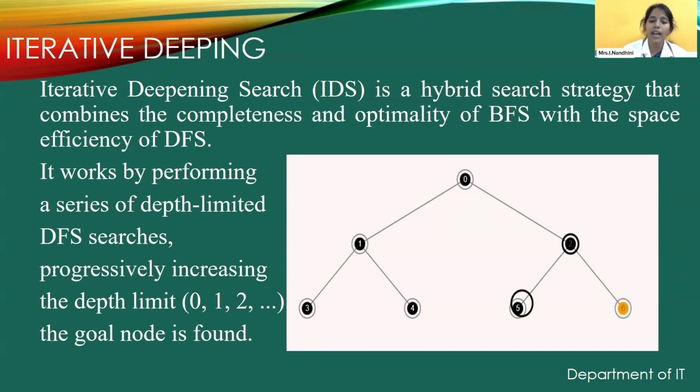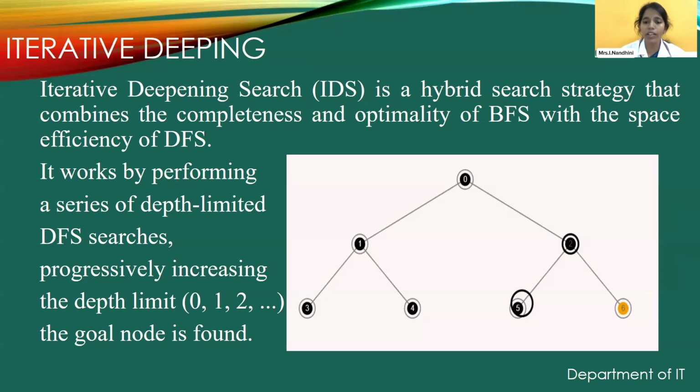Then it will backtrack again to 1. Then it will traverse to 4. Then it will backtrack to 1. Then it will backtrack to 0. Then it will traverse to 2. Then it will traverse to 5. Then it will backtrack to 2. Then it will finally reach the goal 6.